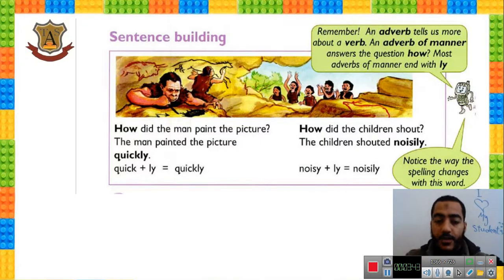Again, noisy ends with y, and we have a rule here. Before y, if we have a consonant, not a vowel, we change y and put i, then ly. Noisy becomes noisily. Okay? Okay, let's see the next.